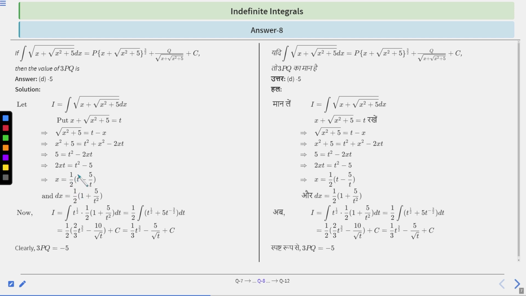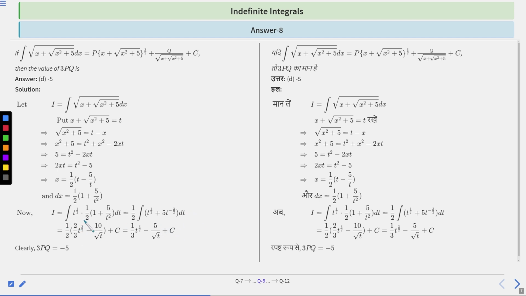Right? So x is equal to 1 by 2 into (t minus 5 by t). Therefore, dx will be 1 by 2 into (1 plus 5 by t square) dt. Therefore, I can be written by replacing x in terms of t: t to the power 1 by 2, because the root over t means t to the power 1 by 2, and dx can be written as 1 by 2 into (1 plus 5 by t square) dt. Let's take 1 by 2 out as this is a constant. So the integral is 1 by 2 integration of (t to the power 1 by 2 plus 5 t to the power minus 3 by 2) dt.